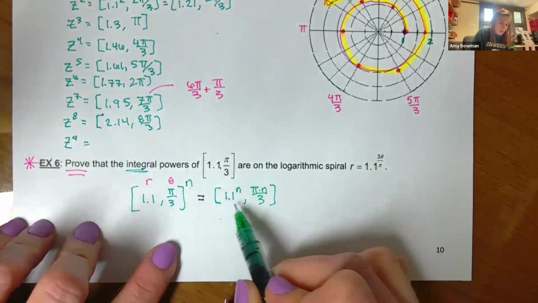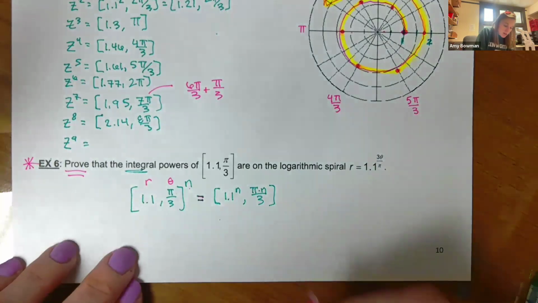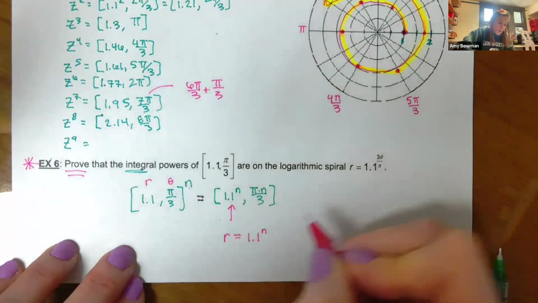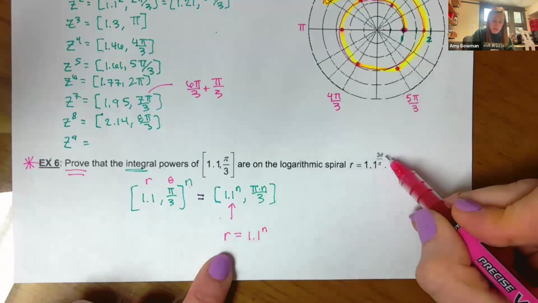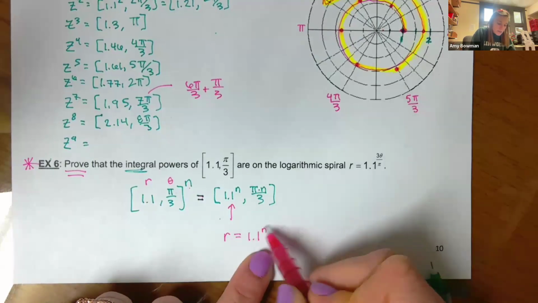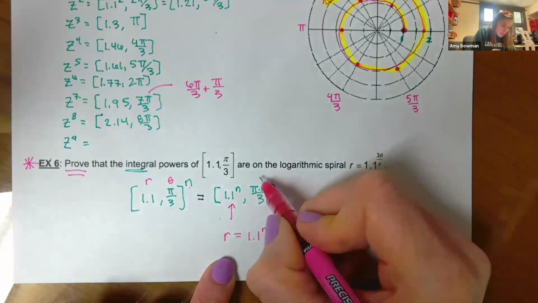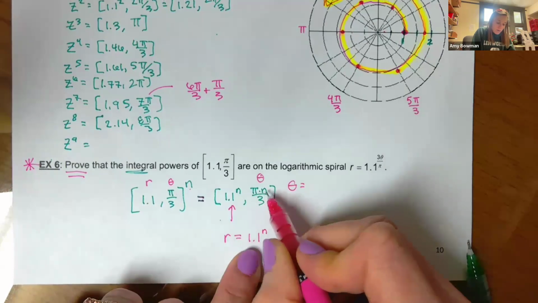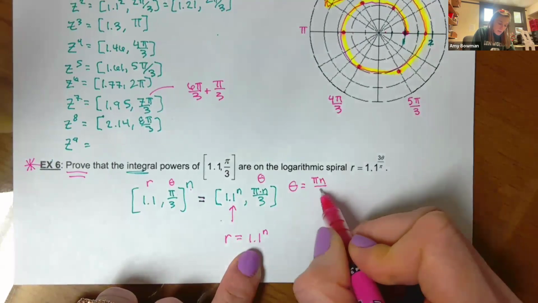And now I want to show that the result is this equation. So I said back here that this is R. We know that R equals 1.1 to the n. Well, we are almost done showing that this gives us the equation R equals 1.1 to the 3 theta over pi. R equals 1.1 to the n, but I want this n to look like 3 theta over pi. But we know that this is theta. Pi n over 3 is our theta value. So theta equals pi n over 3.